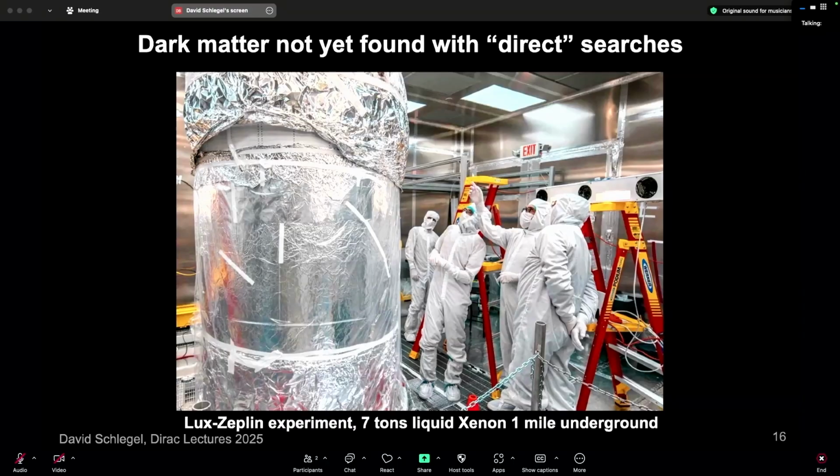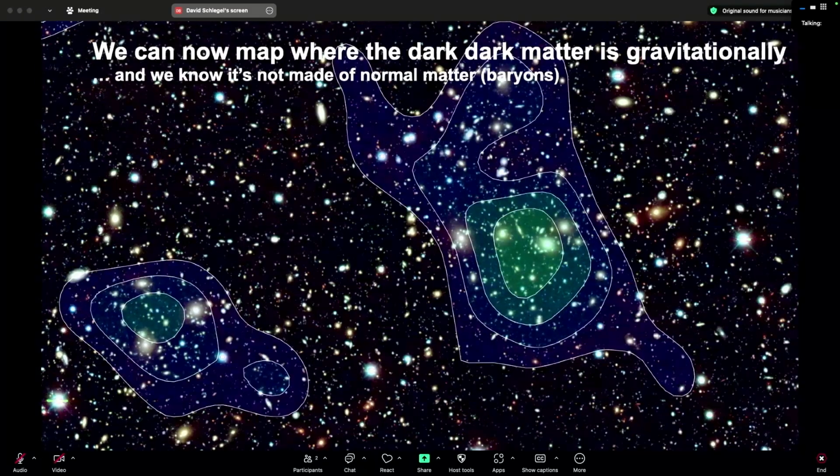Okay, dark matter, not yet found directly in the lab. So this is an experiment deep underground in the Dakotas, trying to detect them directly. But we are learning more about dark matter through these cosmic surveys. And in fact, we can map out today on large scales where the dark matter is clustered. And it's basically clustered where the luminous matter is clustered.